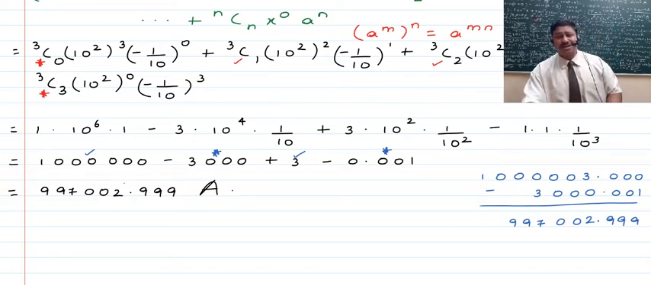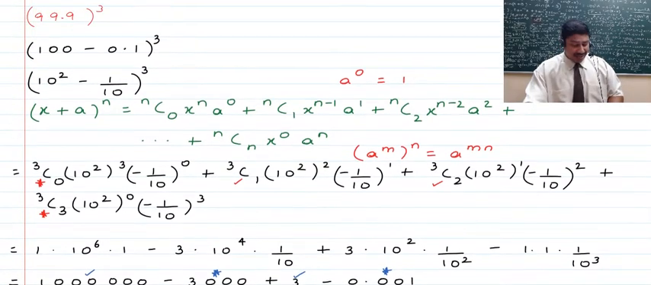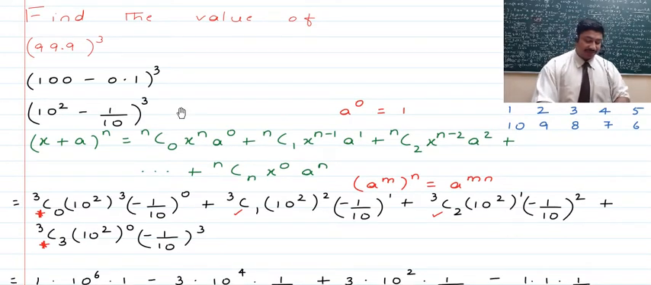That is the cube of 99.9. This was pretty simple, although this was a little long and tedious, but in order to get marks, you will have to do it by this method.